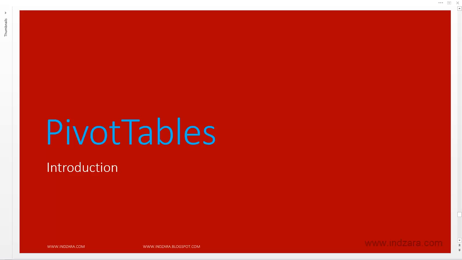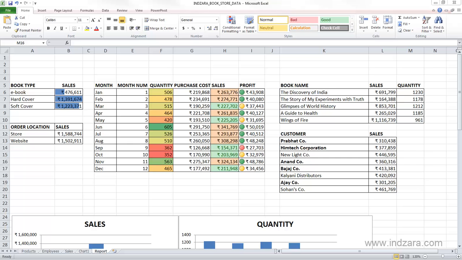In this chapter, we will learn about pivot tables and pivot charts. Pivot tables are one of the most powerful features in Excel. They are used to summarize or aggregate lots of data. It's nothing but converting lots of data to few rows or few columns of summary.